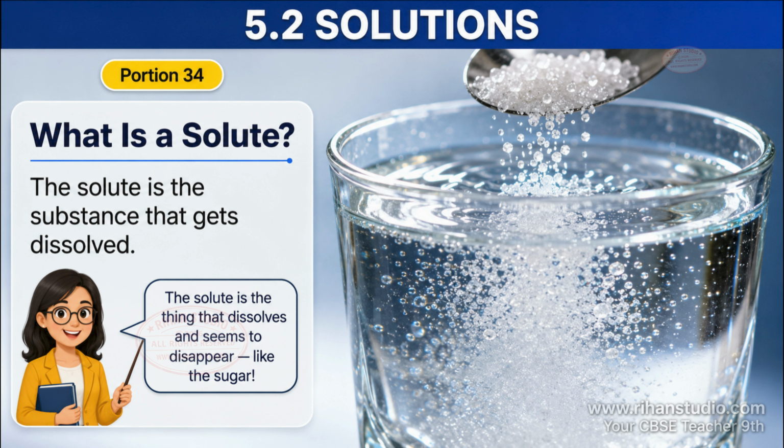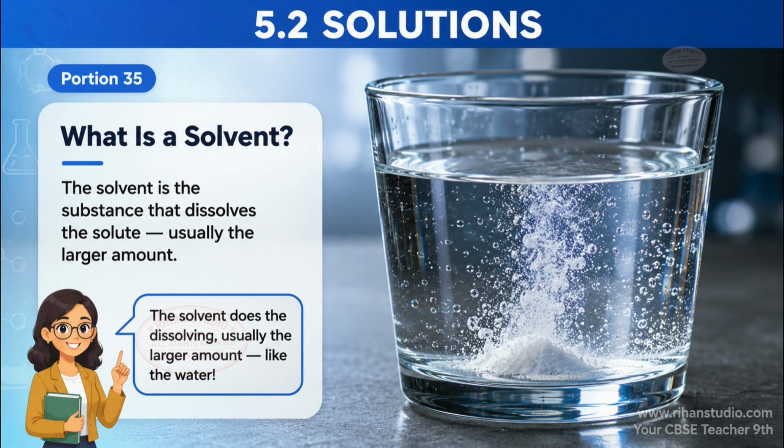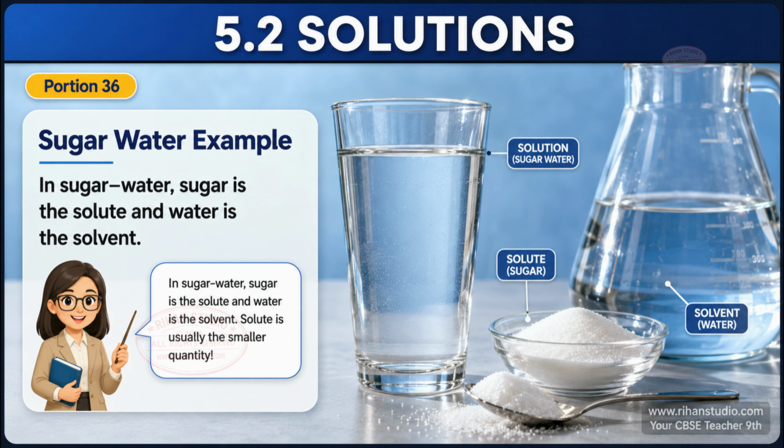Solutions. The solute is the substance that gets dissolved. The solute is the thing that dissolves and seems to disappear, like the sugar. Solutions. The solvent is the substance that dissolves the solute. The solvent is the thing that does the dissolving, usually the larger amount, like the water. Solutions. In sugar and water, sugar is the solute and water is the solvent. So in sugar water, sugar is the solute and water is the solvent. A small helper trick. The solute is usually the smaller quantity.